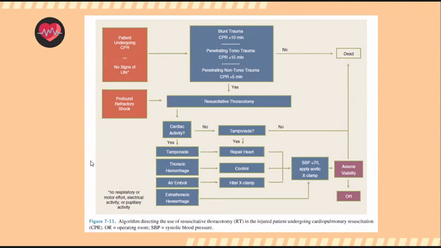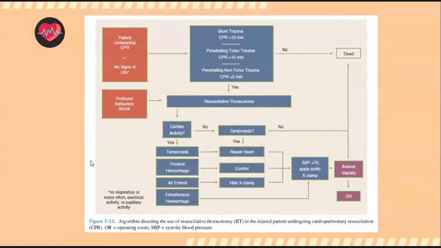So for patients undergoing CPR with no signs of life, for blunt trauma we can continue CPR for less than 10 minutes. If penetrating, less than 15. If penetrating non-torso trauma, less than 15, and despite CPR there are no signs of life, we may proceed to pronounce the patient clinically dead. And if the patient improves, we may proceed to resuscitative thoracotomy.